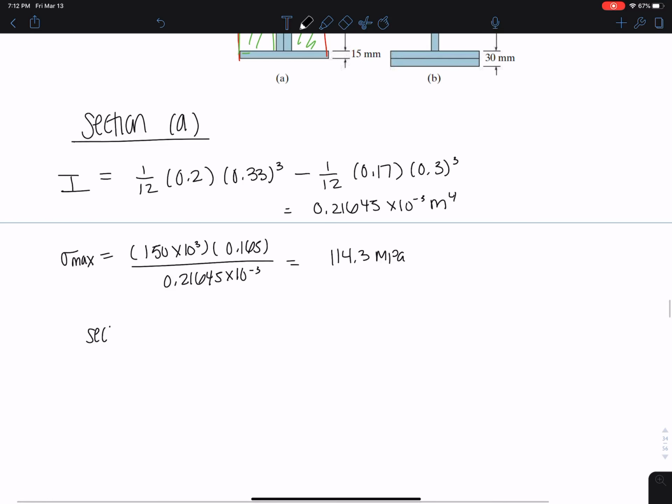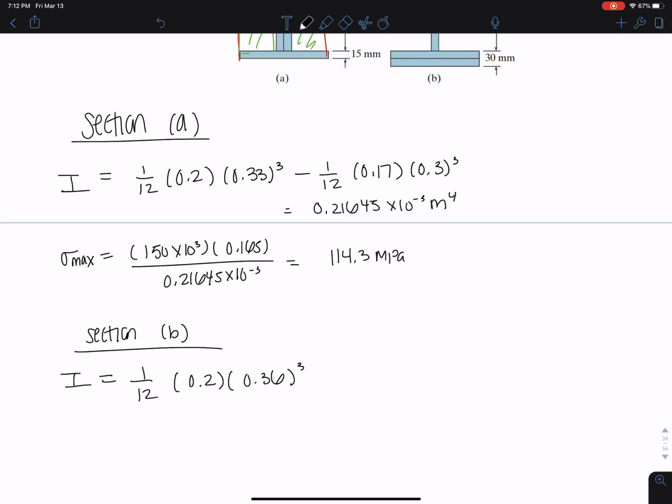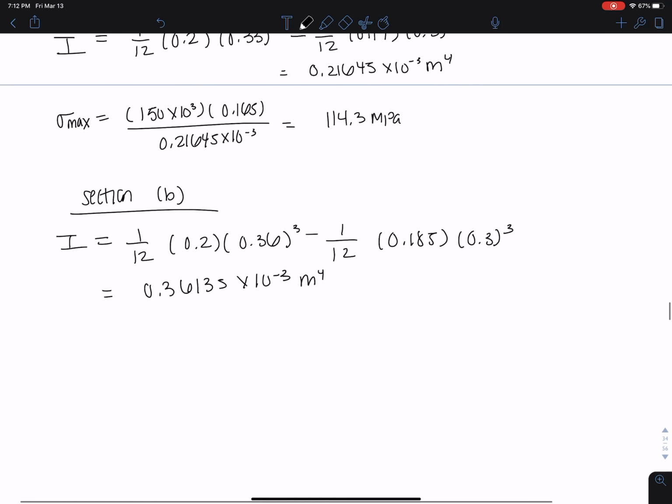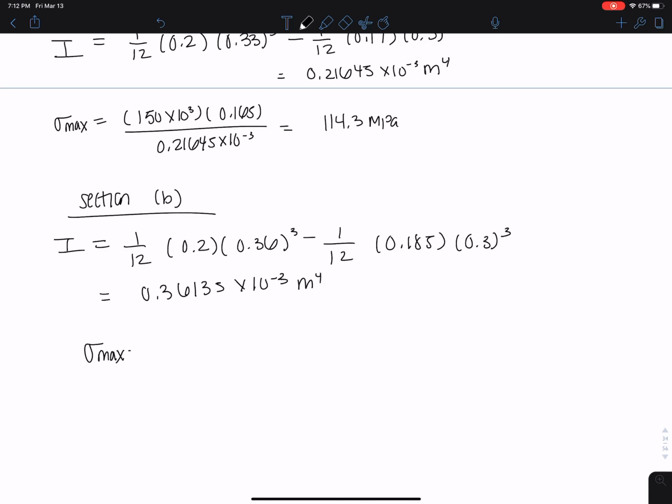And we can do the same analysis for section B. Moment of inertia is 1/12 times 0.2 times 0.36 cubed minus 1/12 times 0.185 times 0.3 cubed, and we get a value of 0.36135 times 10 to the negative 3 meters to the fourth. And we can now plug in our sigma max here, and we have the same moment times a C value. It's a little bit different based on geometry.